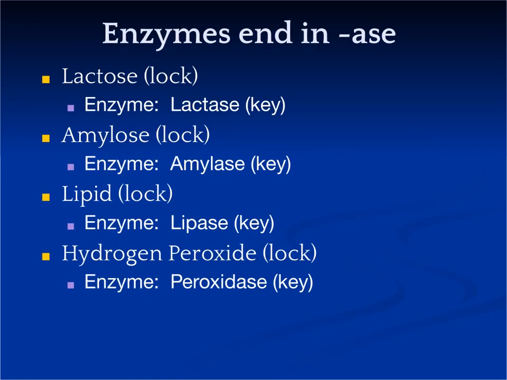It's also important to know how enzymes are named. Enzymes end in the three letters A-S-E, so it's "ase" is how you say that. And they're often named for the molecule that they act upon. So lactose, for example, is a sugar that is found in milk, and it is broken apart by an enzyme called lactase. Amylose is another sugar, like starch. It's broken apart by amylase. Lipids are fats, right? And they are broken apart by lipase. And hydrogen peroxide is broken apart by peroxidase. So that's how you name enzymes typically.